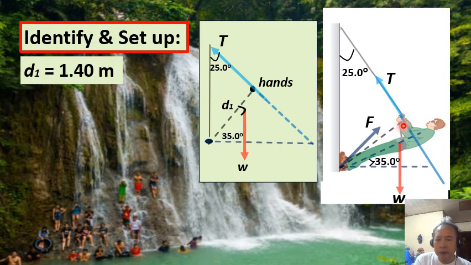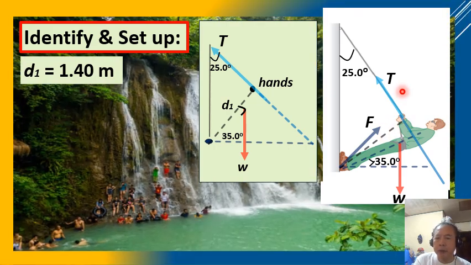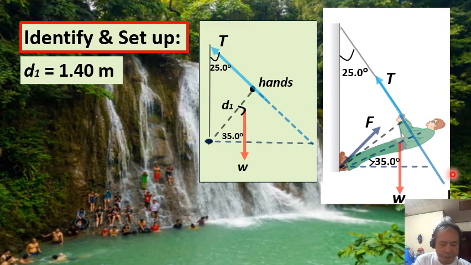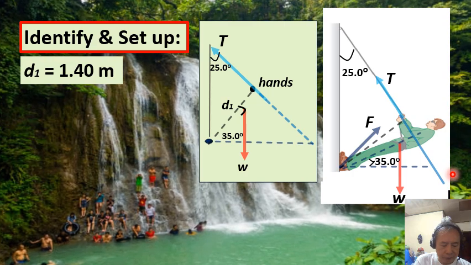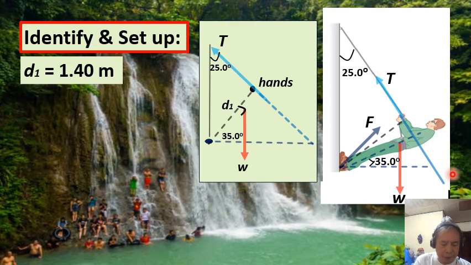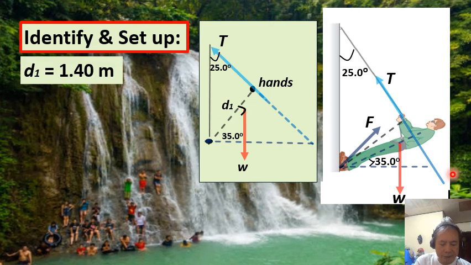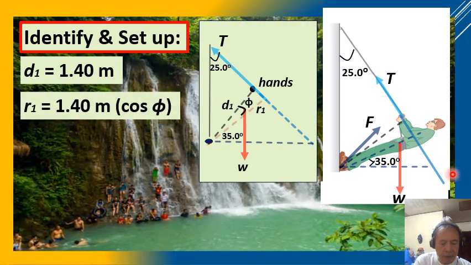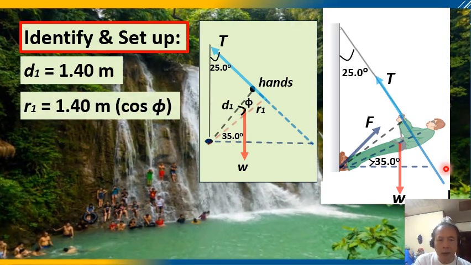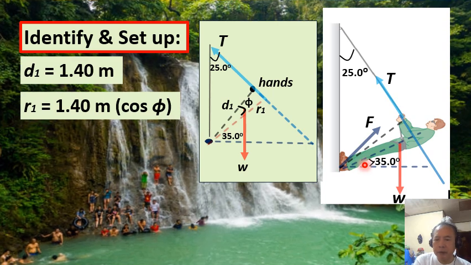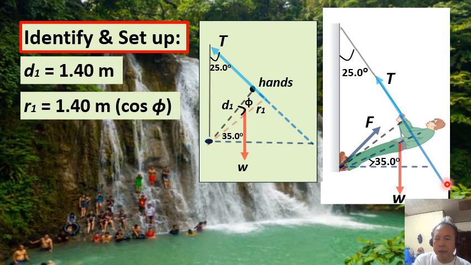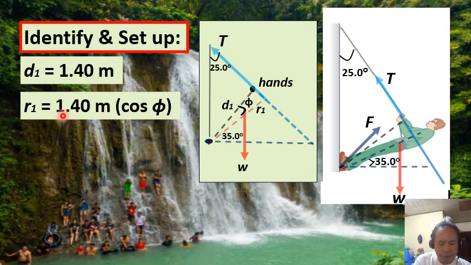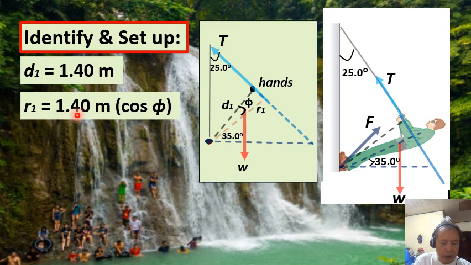D1 is actually not perpendicular to the line of action of the force tension T. So, we therefore specify here a line r sub 1 from the feet to the line of action of the tension force T.